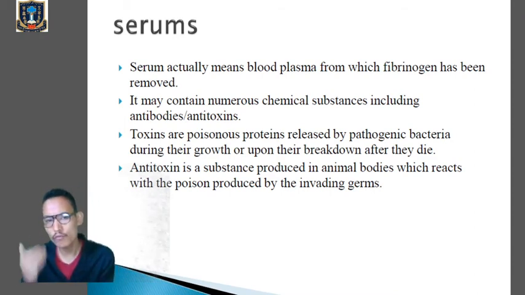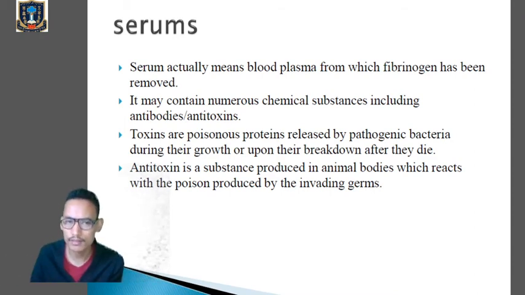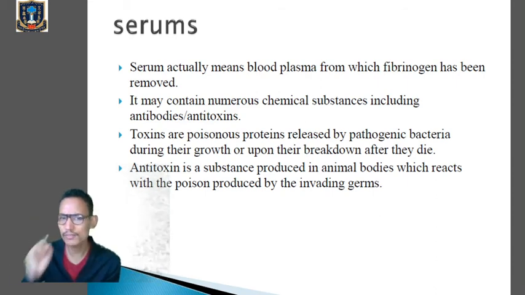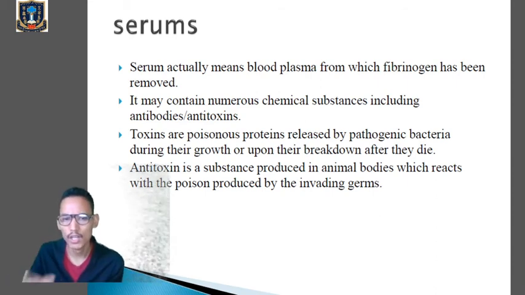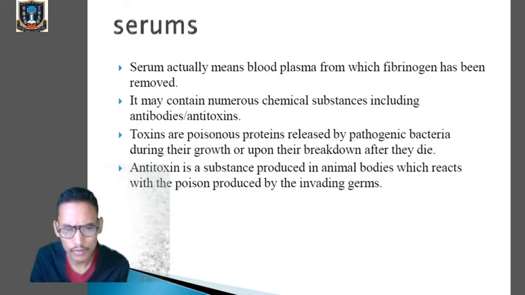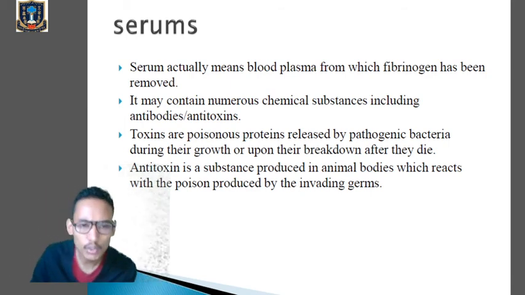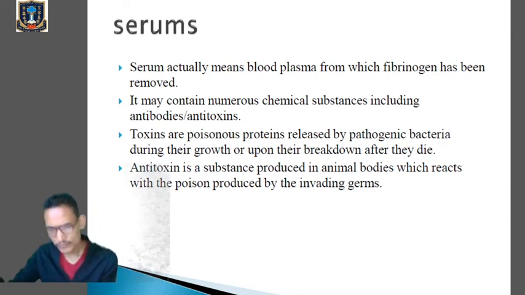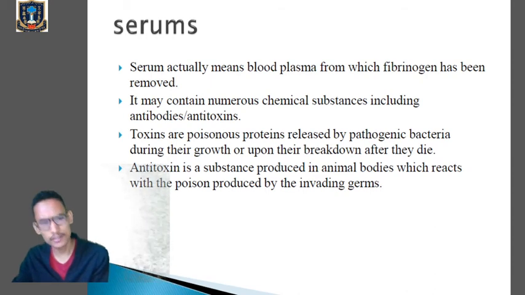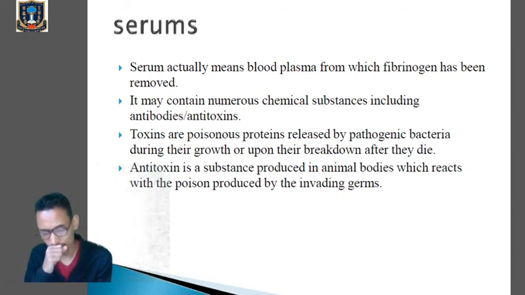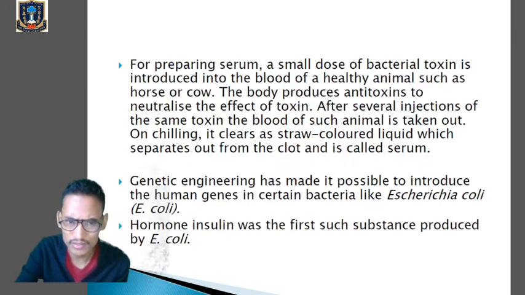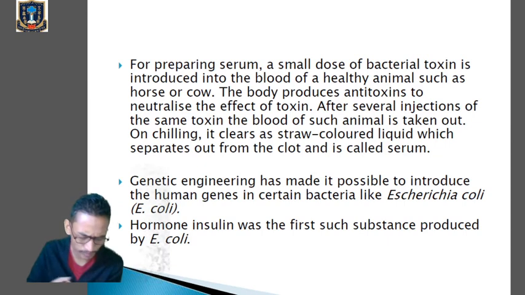So toxins are the harmful poisonous or chemical substances which are produced by pathogenic organisms like bacteria and viruses. And antitoxin is a substance produced in the animal body which reacts with the poison produced by the invading germ. Antitoxin means they will work against the toxins. Clear? So all these things we have done already in the unit on human diseases, so I'm not going into details about toxins and antitoxins. So how can we prepare the serum?